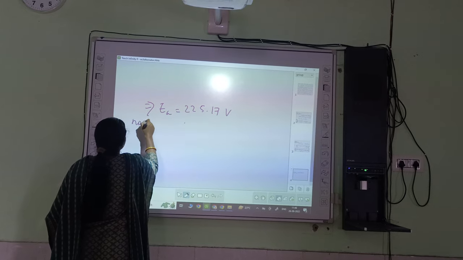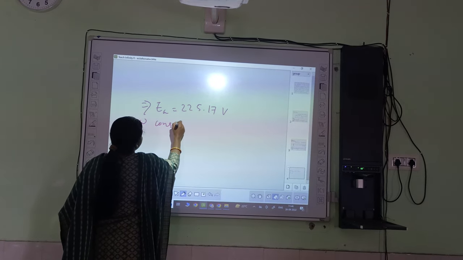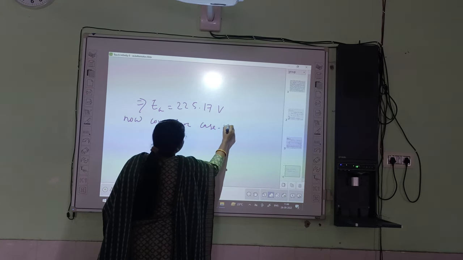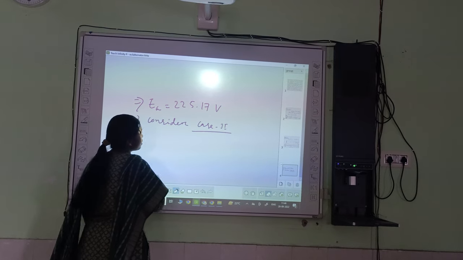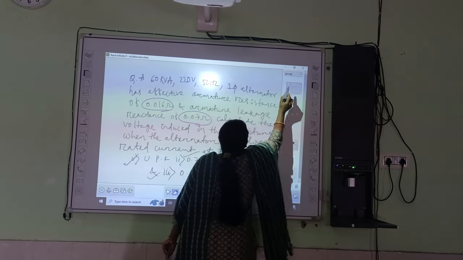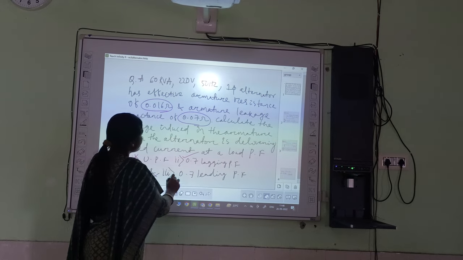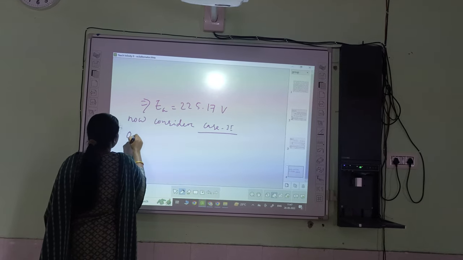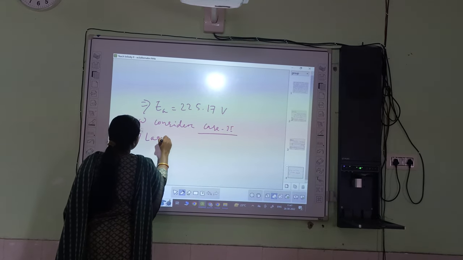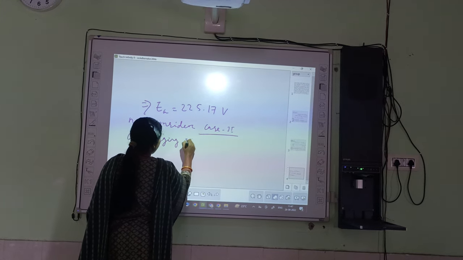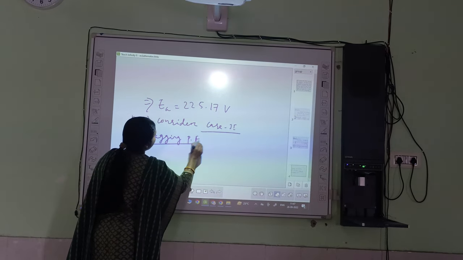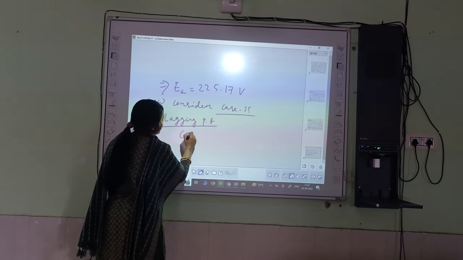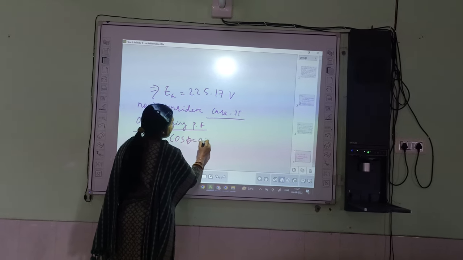Now consider case 2. Case 2 is 0.7 lagging power factor. Here power factor means cos phi is 0.7.